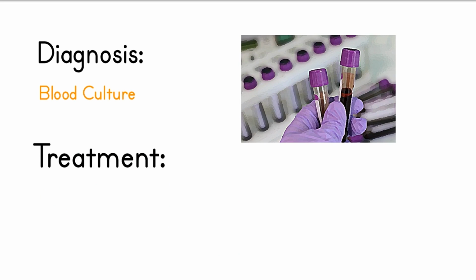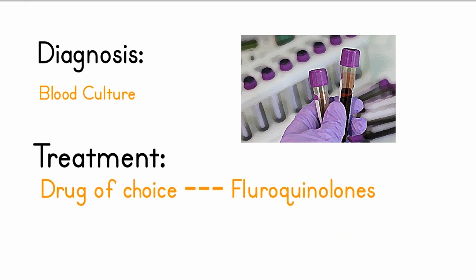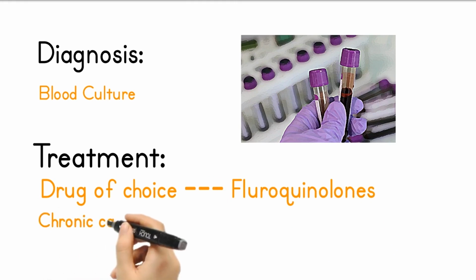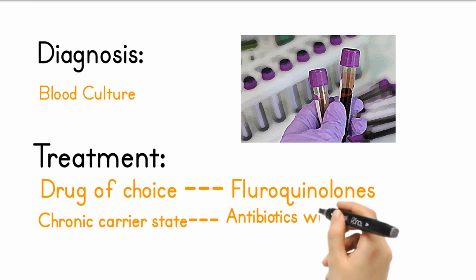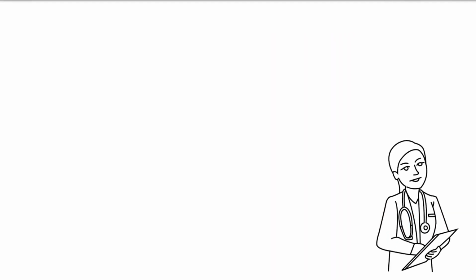The treatment of typhoid is antibiotic therapy. Usually fluoroquinolones are prescribed over a course of 14 days, while resistant cases are treated with cephalosporins. Also, chronic carrier states might require a cholecystectomy along with antibiotic therapy.